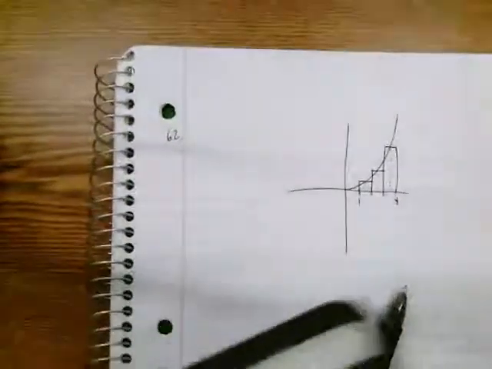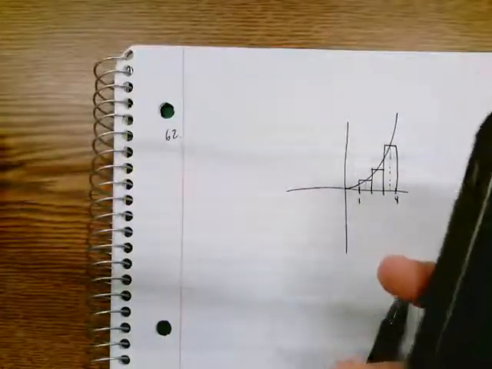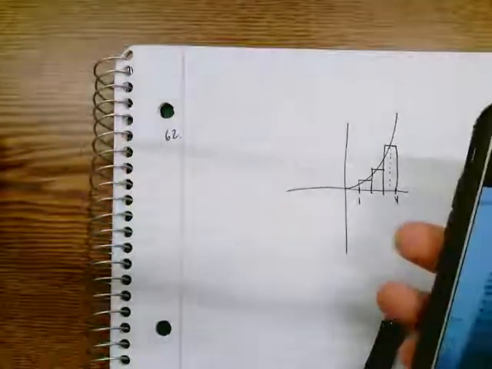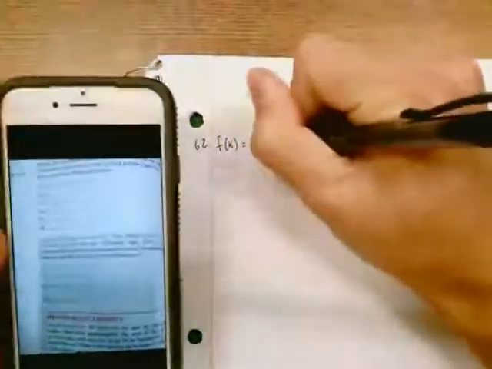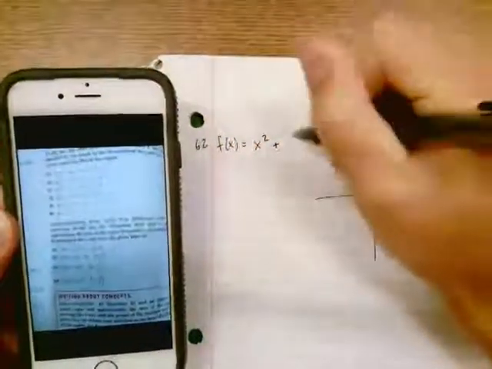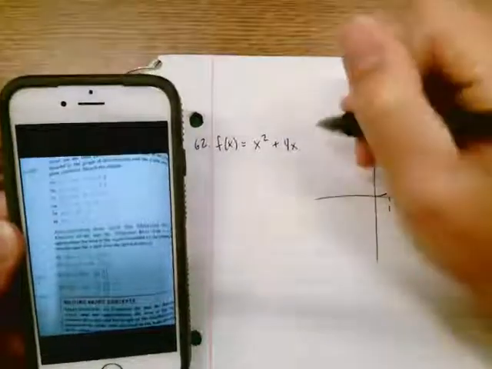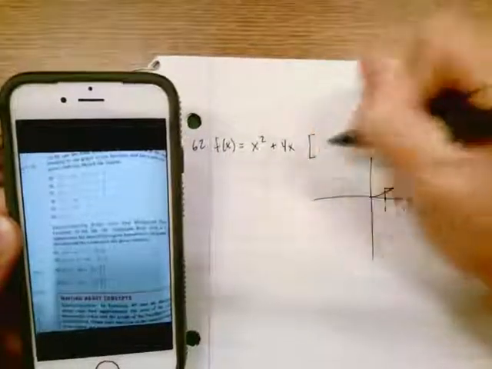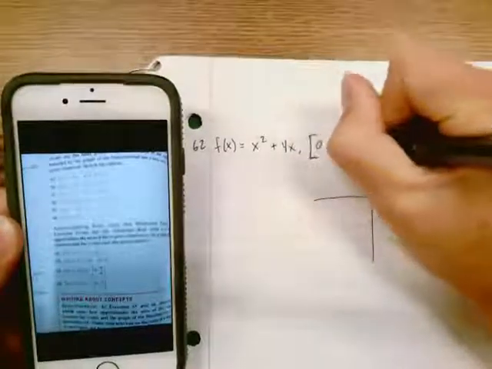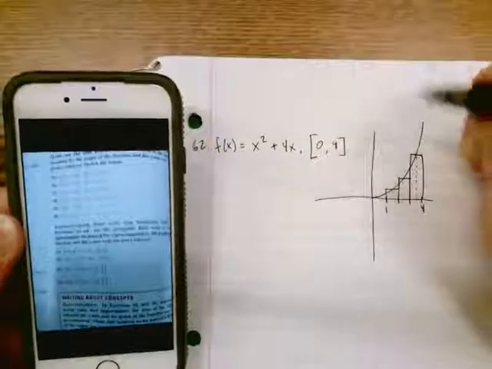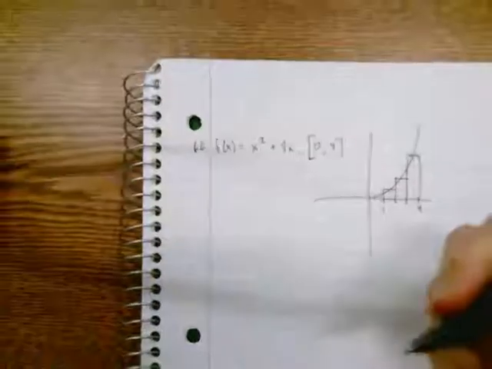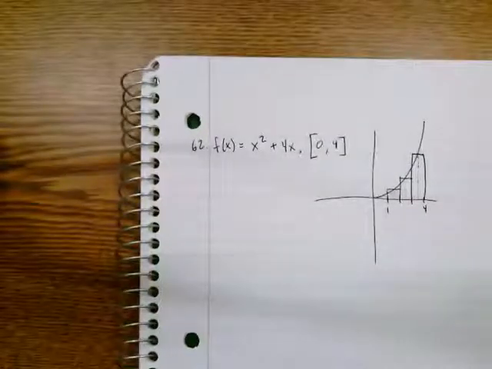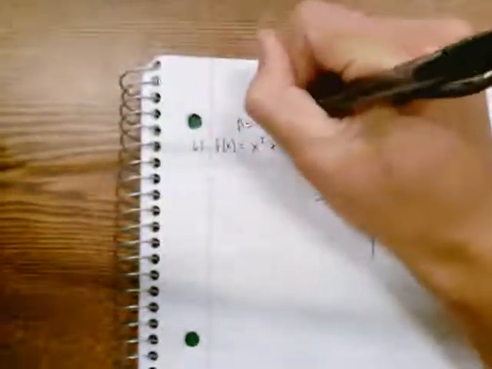Alright, so then let's pull up the problem again. Just a second. Alright, so we're doing number 62. So f of x equals x squared plus 4x, and we're going over the interval of 0 to 4. And our n equals 4.